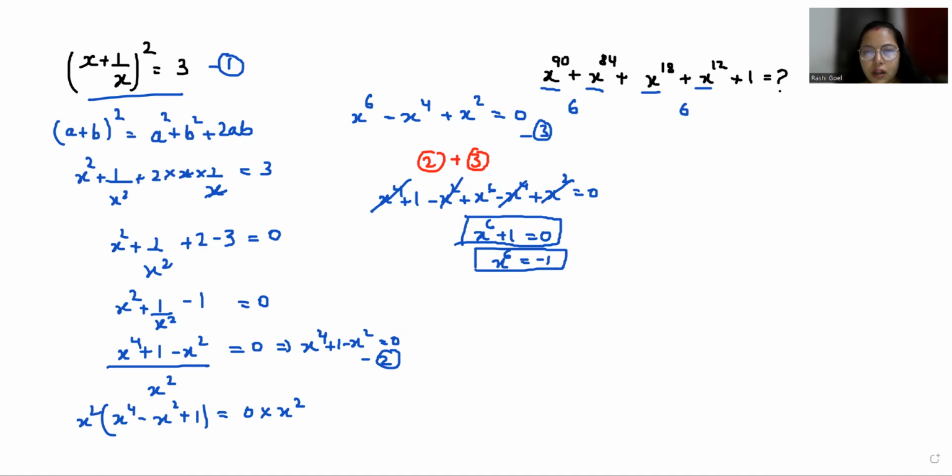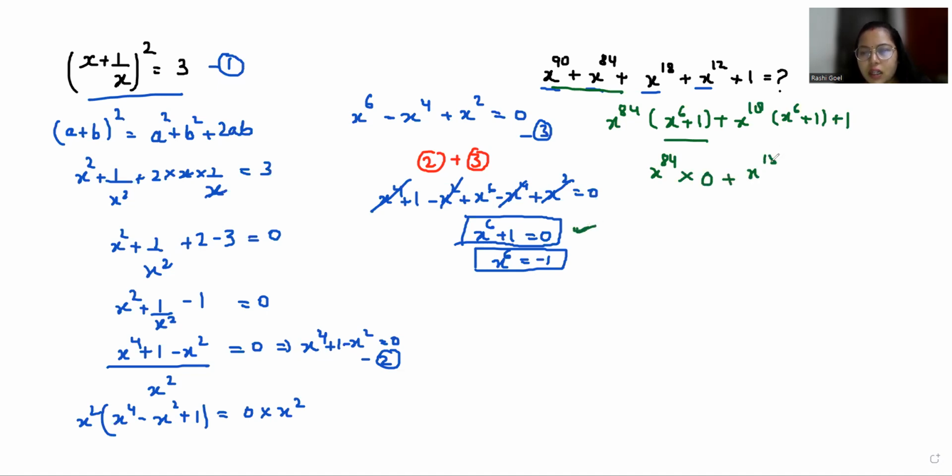Now we have to find x power 90 plus x power 84 plus x power 18 plus x power 12 plus 1. If I take x power 84 as common, what is left? x power 6 plus 1. Plus, if I take x power 18 as common, x power 6 plus 1, plus 1. So x power 84 times (x power 6 plus 1) is equal to 0, plus x power 18 times 0, plus 1. So it gives us 0, plus similarly 0, plus 1, which is equal to 1.